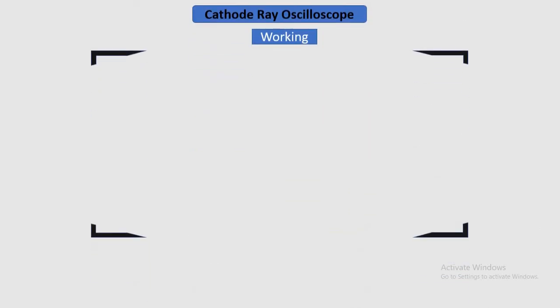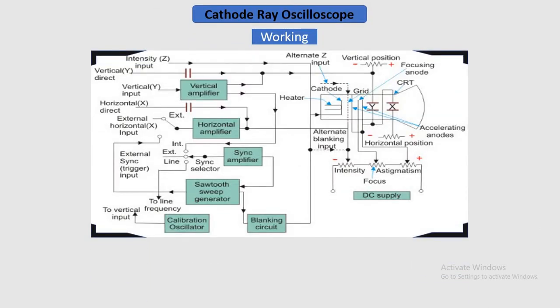Now let us discuss the working of the CRO. Here the basic circuit of a cathode ray oscilloscope is shown. In this working circuit, we will discuss the important parts of the oscilloscope. The first one is the vertical deflection system, which is shown in the diagram.